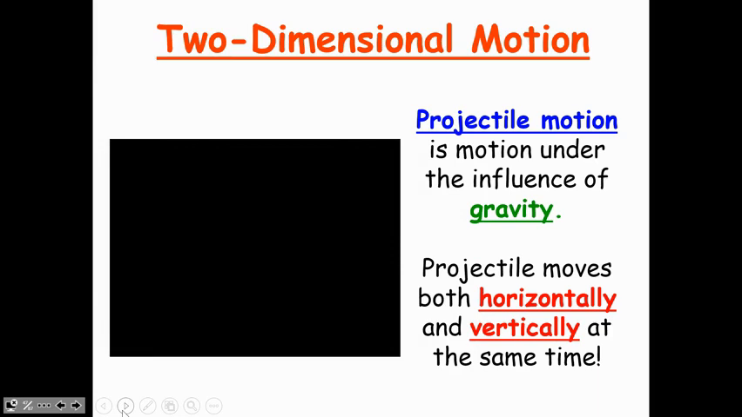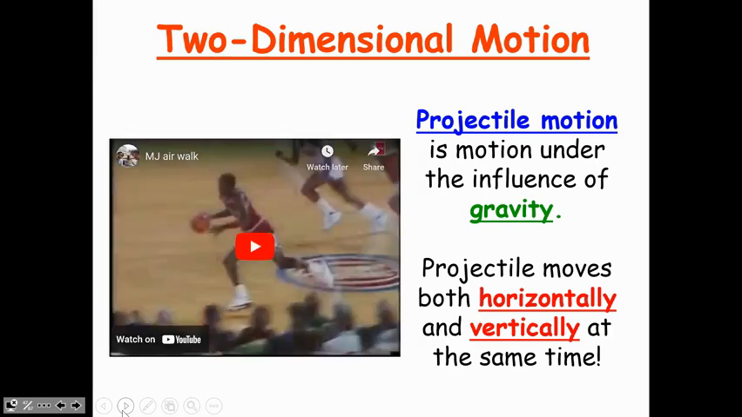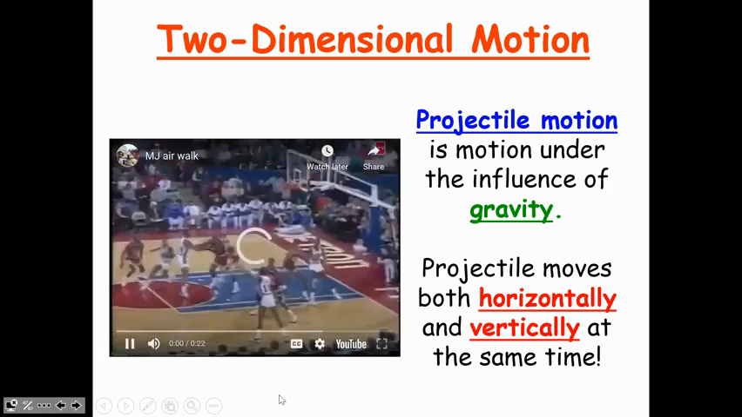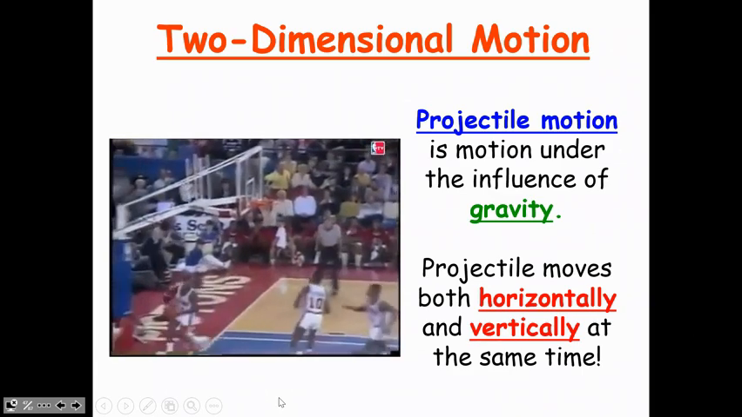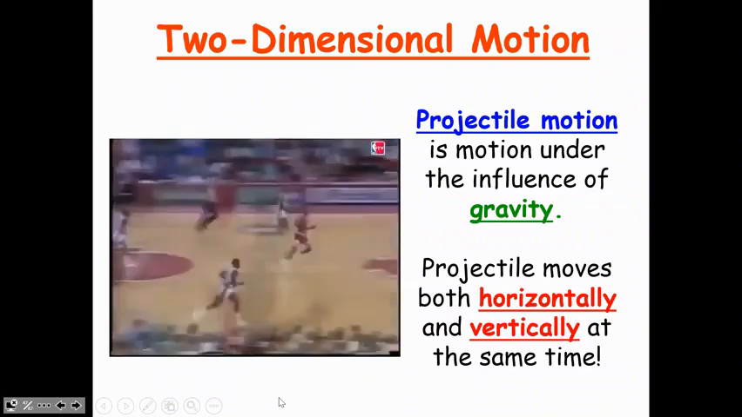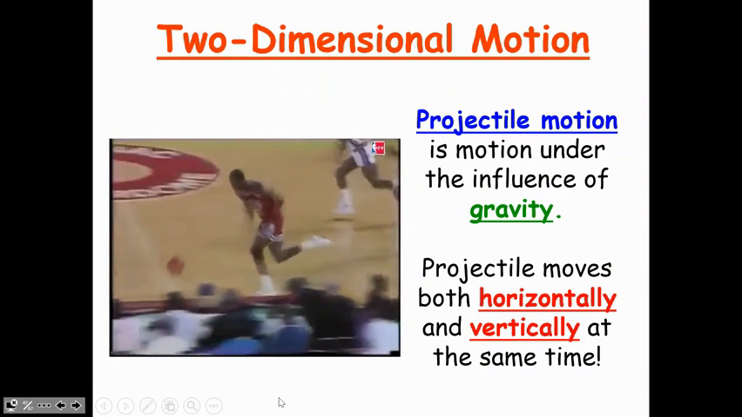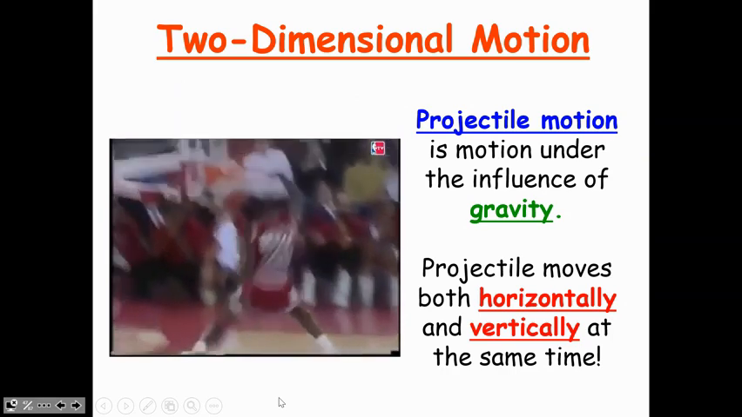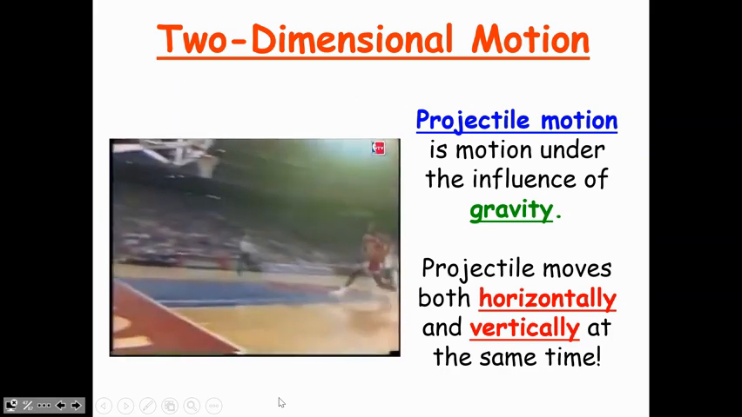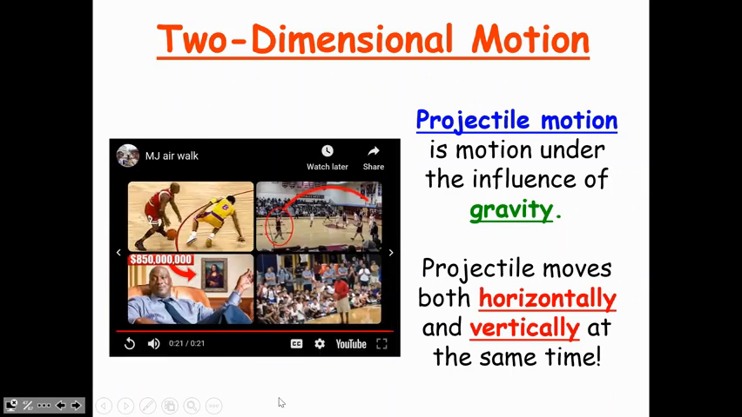In this unit, we've been talking about two-dimensional motion, meaning that it's an object moving in both the horizontal and the vertical direction at the same time, just like Michael Jordan here doing his famous airwalk. So when MJ is in the air, he's a projectile moving with both horizontal and vertical velocity, which is motion under the influence of gravity.